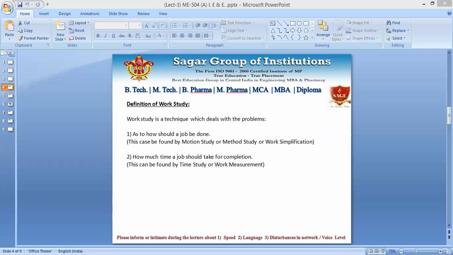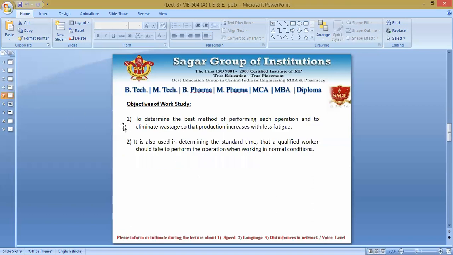Now, what is motion study? Motion study discusses how a job is to be done. Sometimes it is also called method study or work simplification. The next part is the measurement part, which is how much time a job should take for completion. This is referred to as time study or work measurement. I told you the same in the first lecture also.